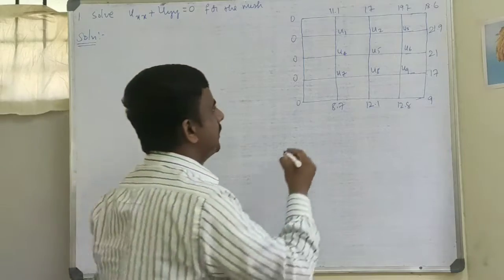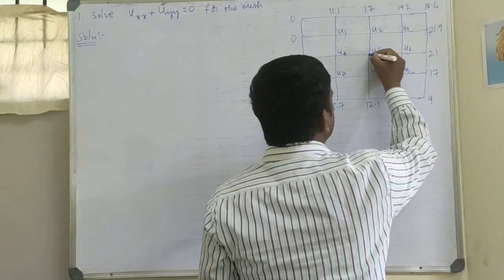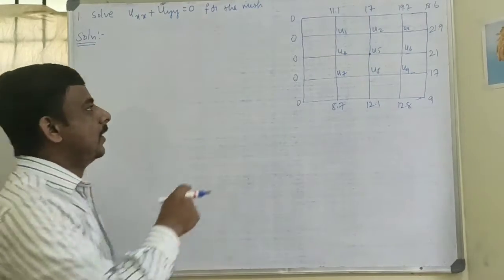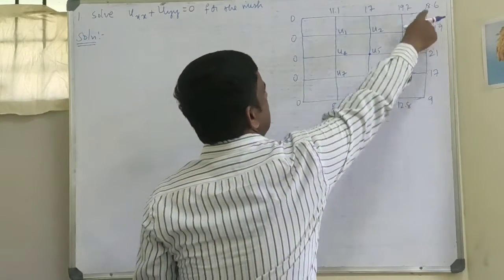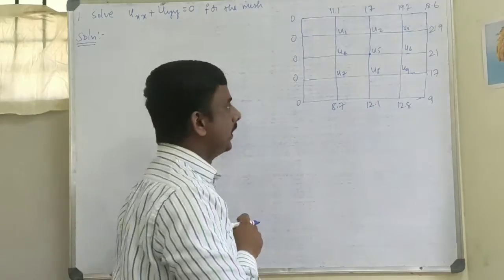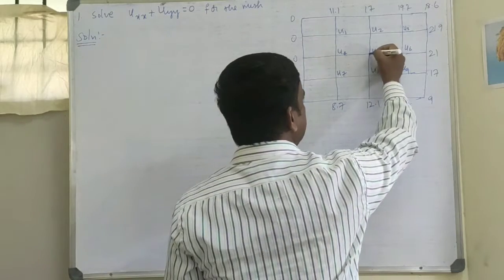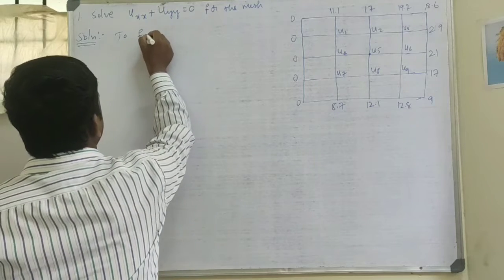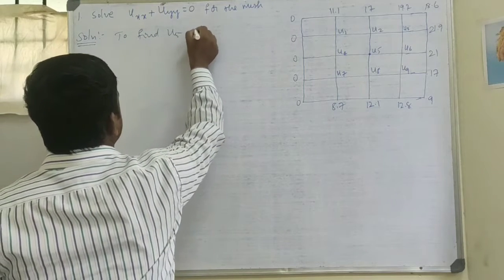Now look into this u5. That is the center point of the largest square. So to find this u5, I have to apply the standard formula.